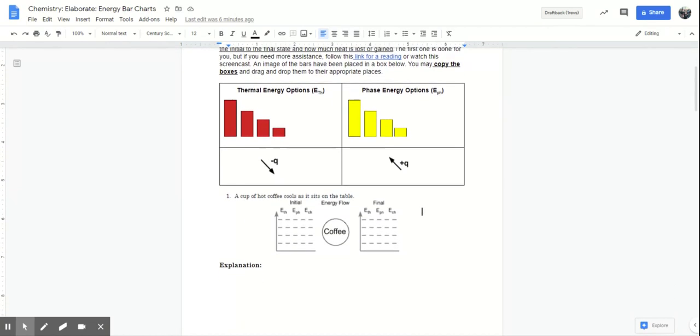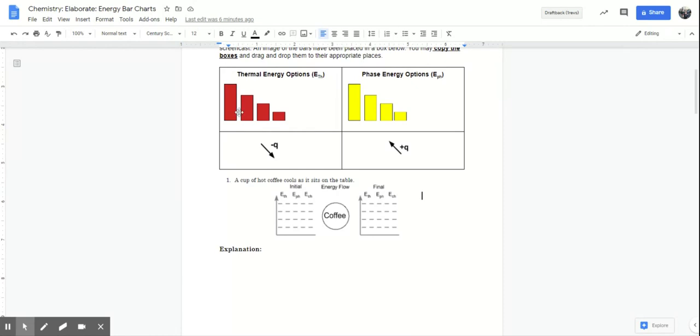So right here, I have included bars. I have 4 bars, I have 3 bars, 2 bars, and 1 bar. And then here, 4, 3, 2, 1. So I made my thermal energy red. I made my phase energy yellow. Okay. And then I also have a negative Q and a positive Q.